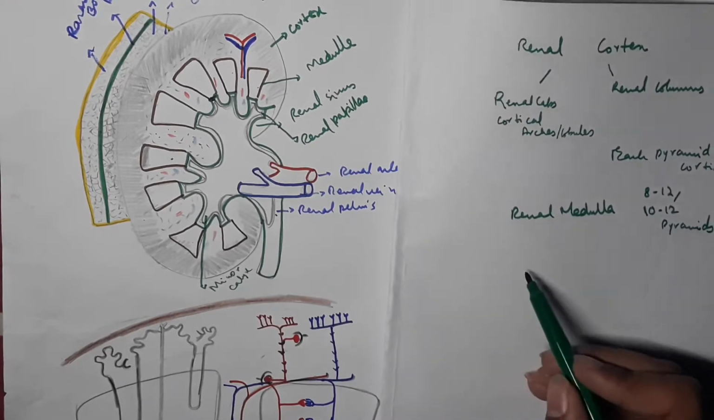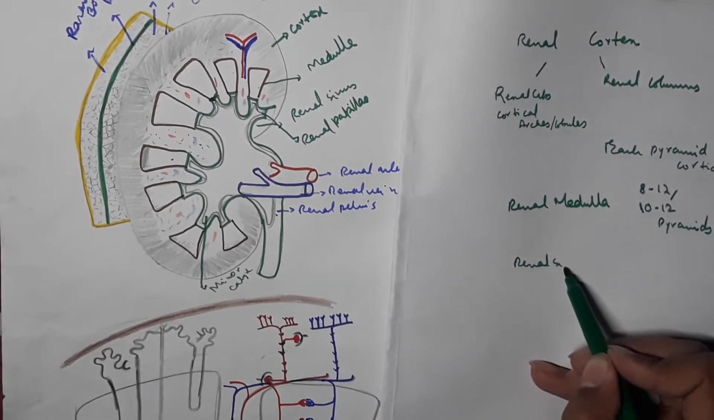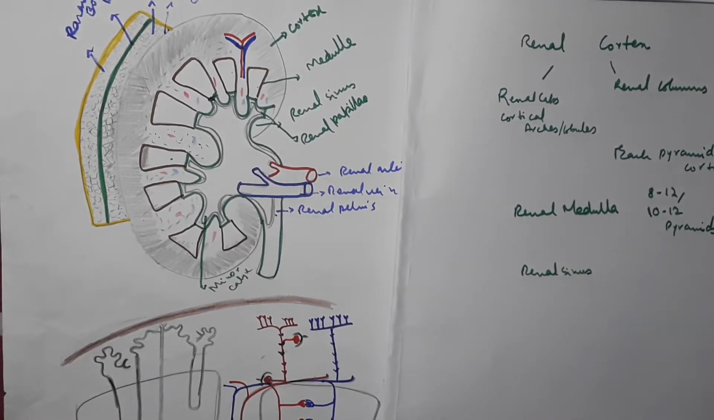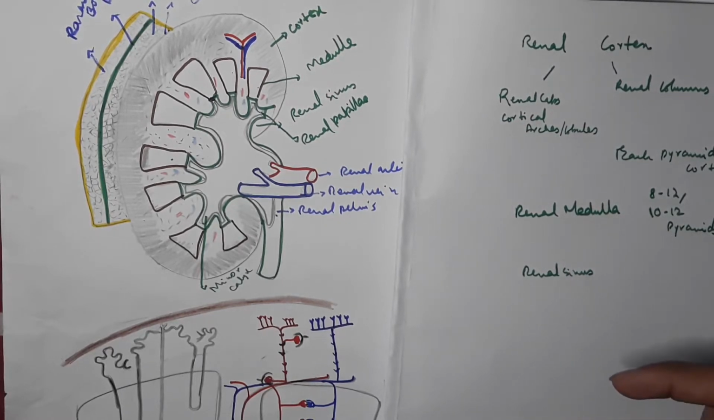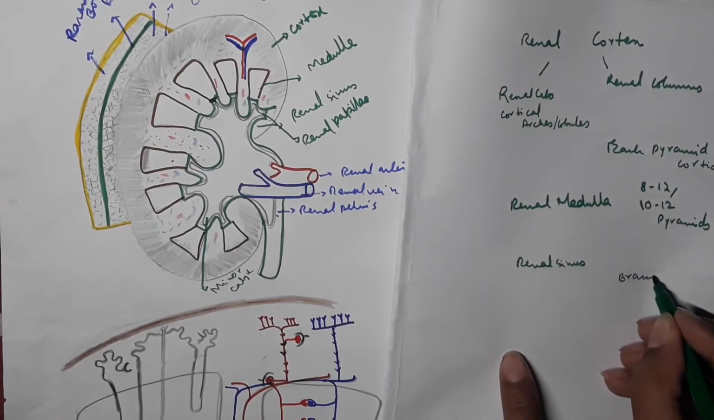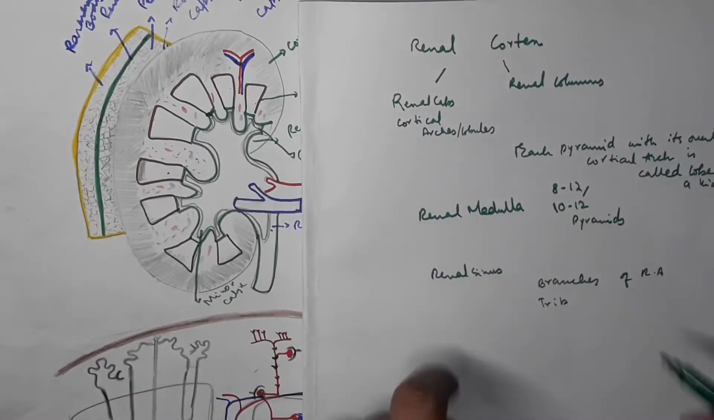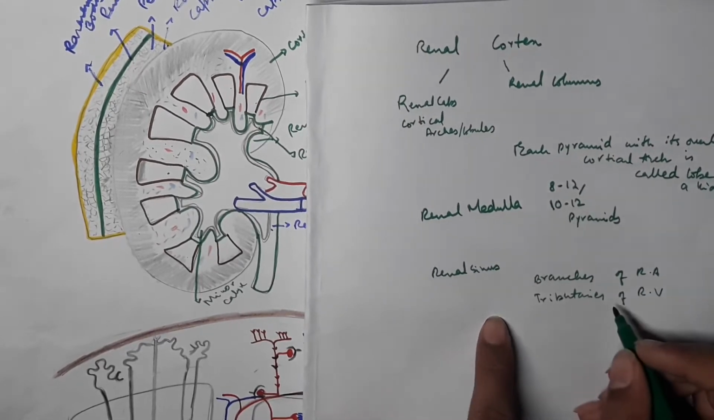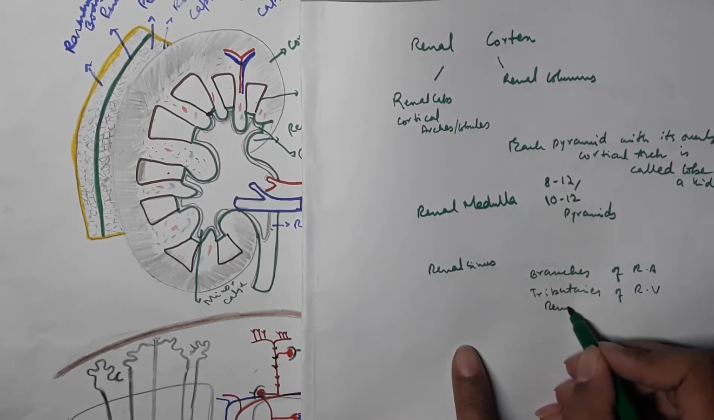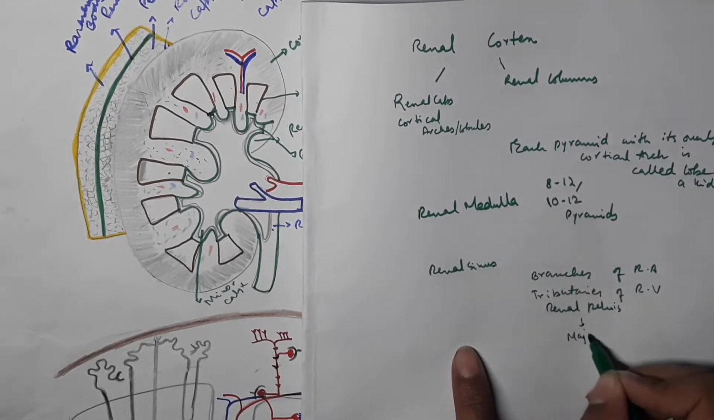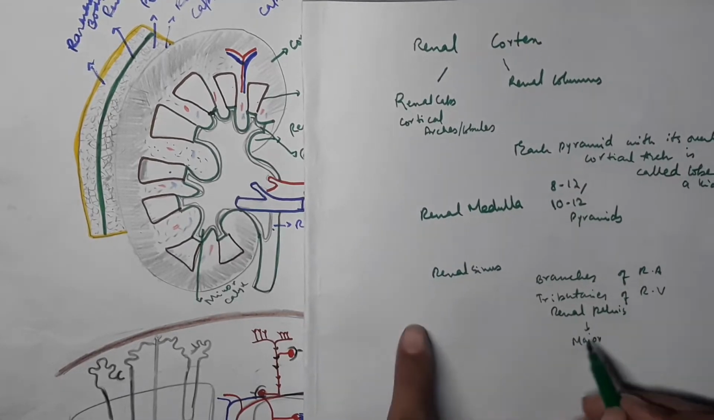Okay. Now comes the renal sinus. It's a cavity, or space, which extends from the hilus of the kidney into the kidney. It contains branches of the renal artery, tributaries of the renal vein, and renal pelvis. The renal pelvis is further divided into major calyx, about 2 to 3 major calyx.